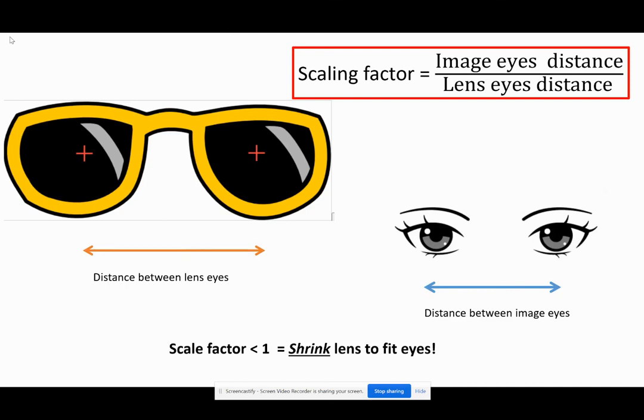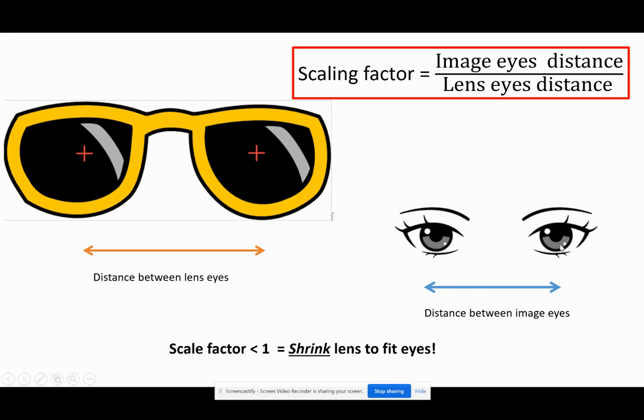I want to tell you a little bit about this algorithm for figuring out what the right size of scaling of the lens is relative to the eyes. Okay, so what we have is this initial idea where, just like you did earlier in this codex, you've marked the left eye and the right eye of the sunglasses. And the point is, if you compute this distance between the lens eyes and you compare it to the distance between the image eyes, you can see that the distance between the lens eyes with respect to the lens image is larger. Then what you need to do is shrink down this lens so that it fits over the eyes.